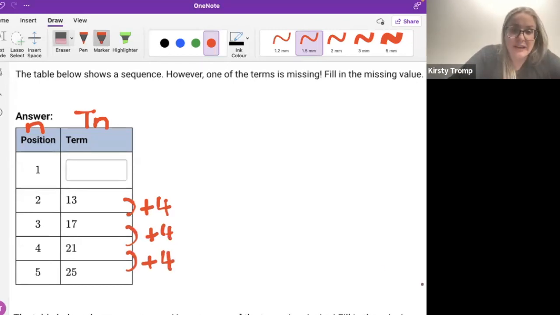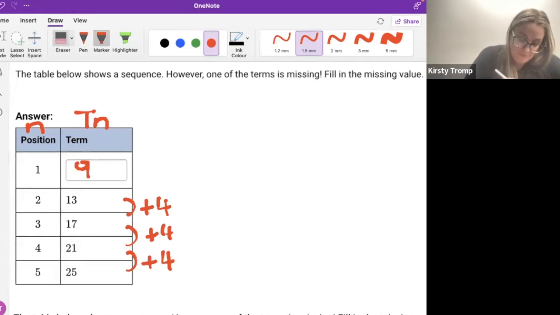Okay, so in the chat, who can tell me, how am I going to get to the first term? What am I going to do to get to the first term? Or what is the first term? Who can tell me? Good, I'm going to subtract 4 from 13, and the first term will be 9. Well done. Well done, everybody.